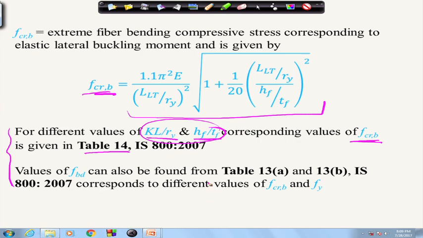So, once we find the FCRB value, then corresponding to that FCRB and fy, we can find out the design compressive bending stress. So, design bending compressive stress FBD can be found from this FCRB from table 13a or 13b, depending on the type of section. Okay. So, the FBD value once we get, we can find out the value of MD. So, this is how we can find out the section bending moment.